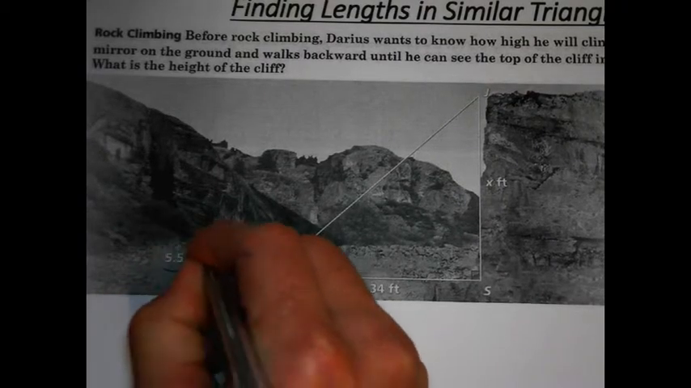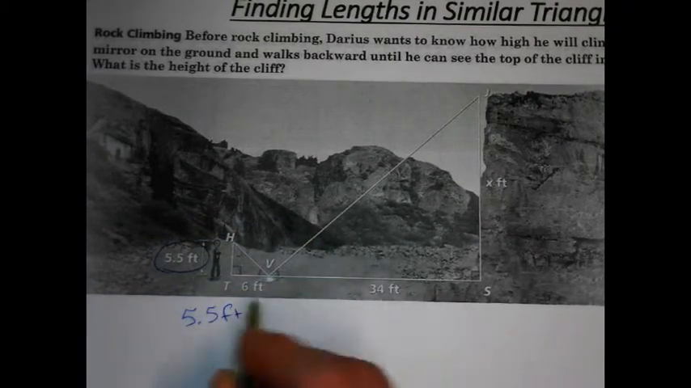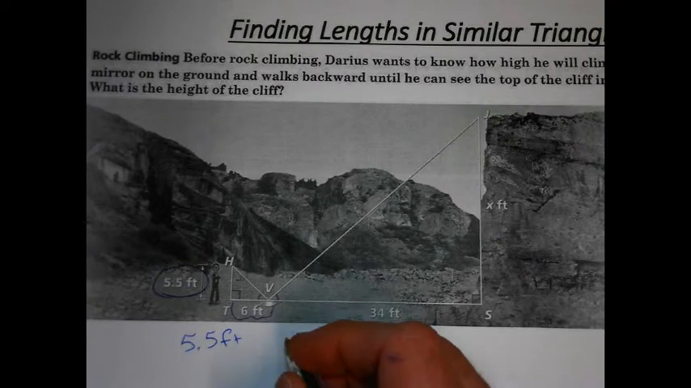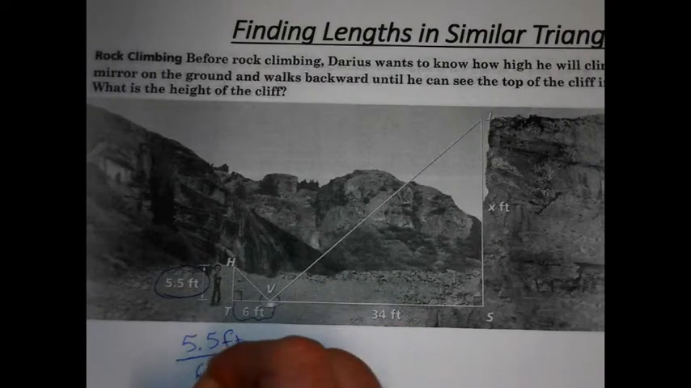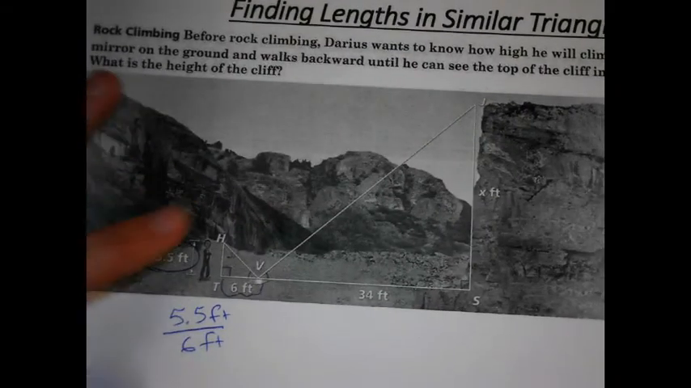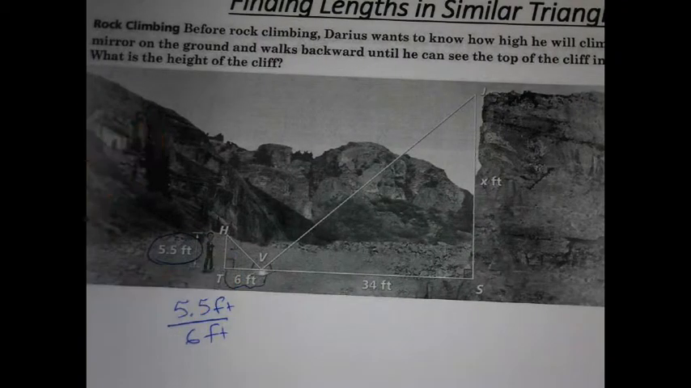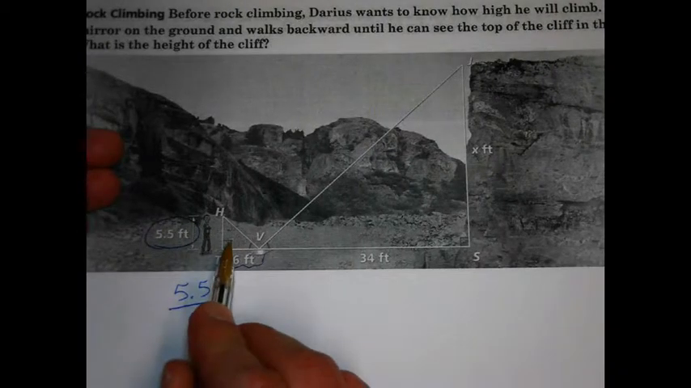Darius knows how high he is. Darius is 5 foot 5 inches, right? That's how tall he is. And Darius is standing 6 feet from the mirror. When he walks backward, he walks 6 feet backward. So we have something happening. We have proportionality with Darius, his height, and the distance from the mirror. Now, how do we know this is proportionality?